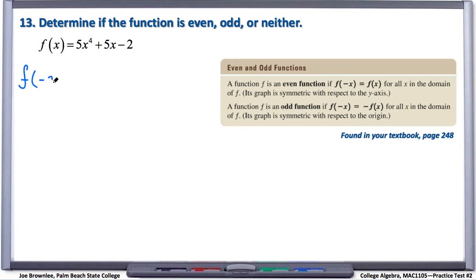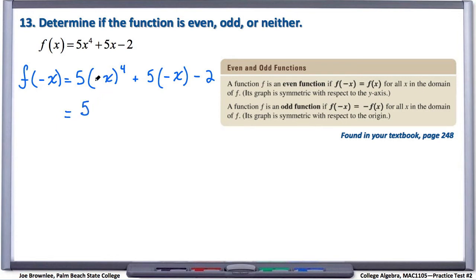So we're going to be finding f of negative x, and all that means is that we're going to replace each x that we see with a negative x. So negative x to the fourth plus 5, replacing that positive x with negative x, and then minus 2. Let's go ahead and simplify.